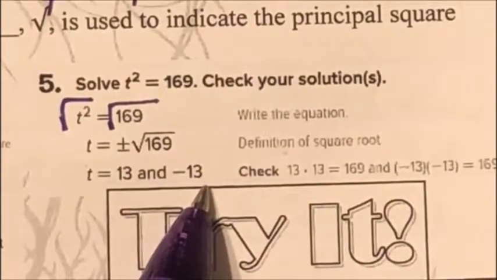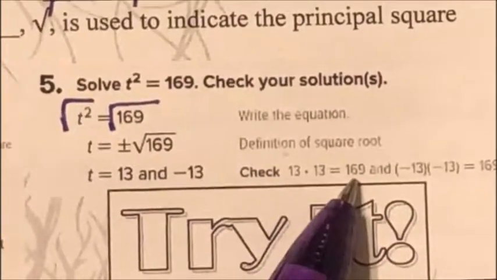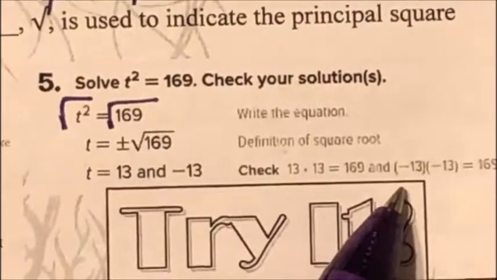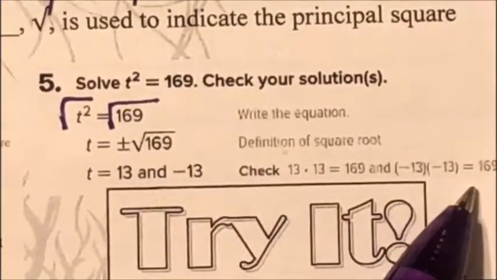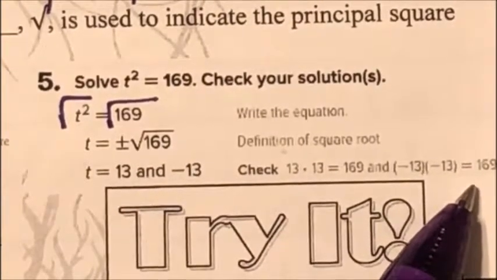Well, I can check both, right? 13 times 13 gives me 169. Negative 13 times negative 13 still gives me 169. So they both work.